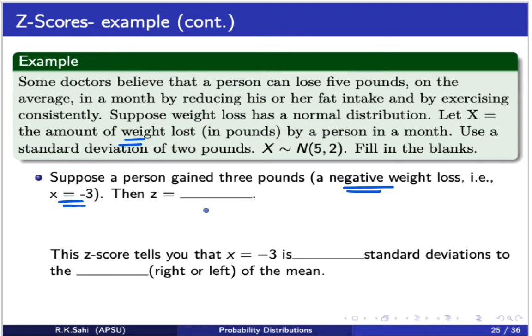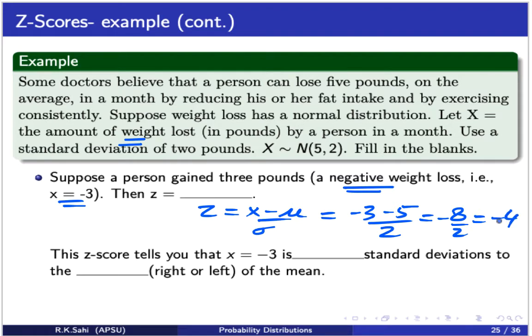So how would my z-score look like? So z would be x minus mu over sigma. X is minus 3 minus 5 over sigma, which is 2. Minus 8 over 2 is minus 4. So basically, the z-score is minus 4. Remember, this minus 4 means that if a person has gained 3 pounds, the z equivalent is minus 4.